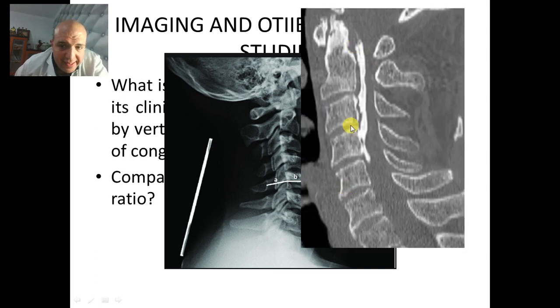Also, this is a CT, sagittal CT, showing the ossification of posterior longitudinal ligament. MRI is difficult to differentiate between posterior longitudinal ligament ossification and the disc. So the CT is used to detect the extension of the ossification of posterior longitudinal ligament and differentiate between soft and hard disc.